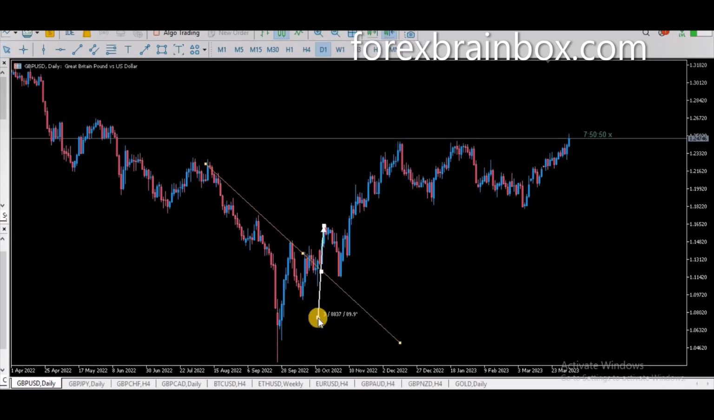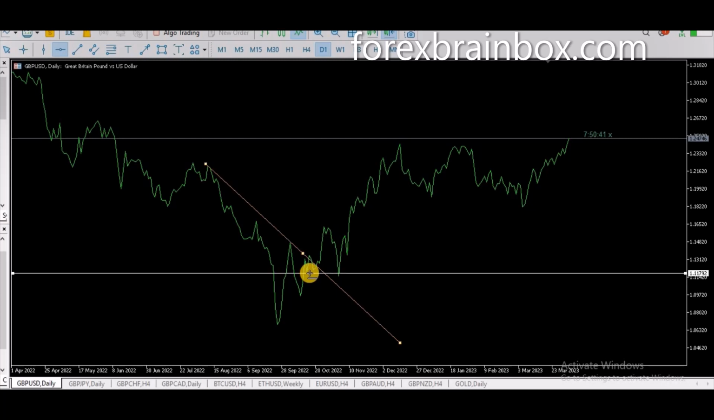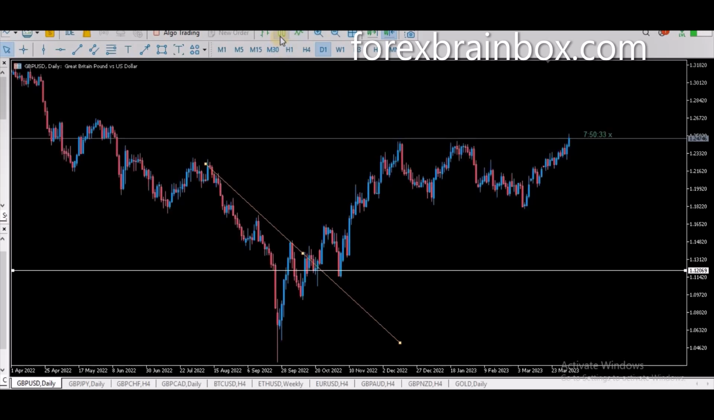Now with your horizontal line, you can look for a previous low to place your horizontal line. So here is a previous low right here. So you can see that now, right? You can see how price came and rested on that line to go bullish. So guys, this is how to deal with trend line breakouts.